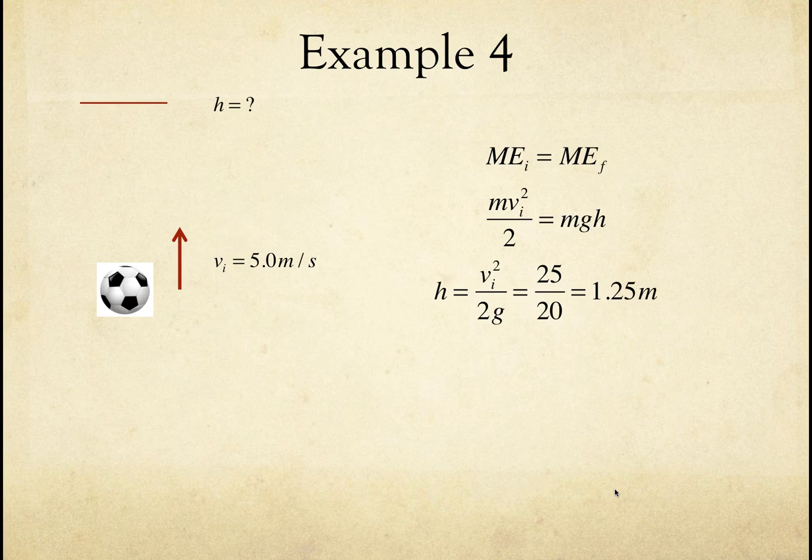So what's the height? Mechanical energy initial equals mechanical energy final. In the beginning, the ball has kinetic energy. In the end, it has potential energy. Cancel masses, and you end up with H being V initial squared over 2G, which is 25 over 20, gives us 1.25 meters.